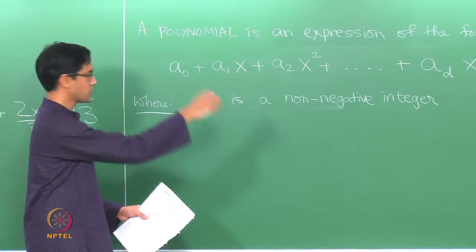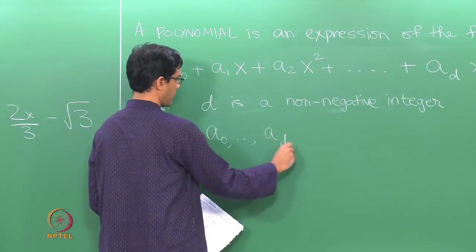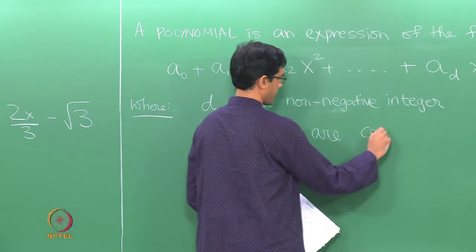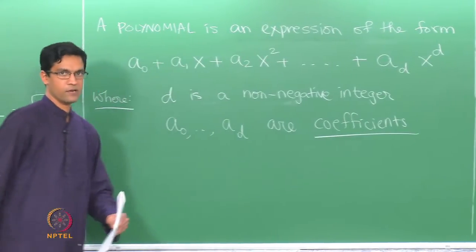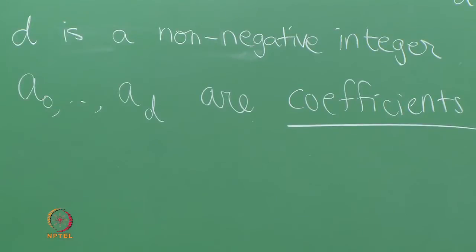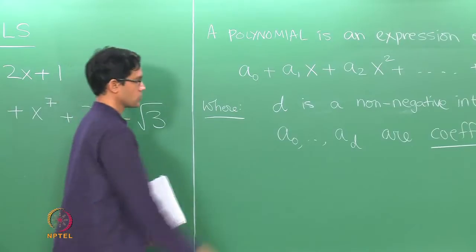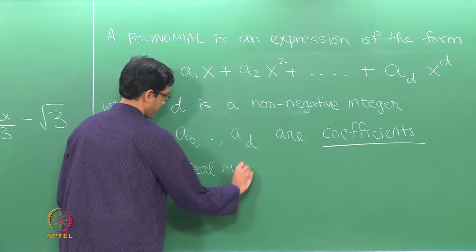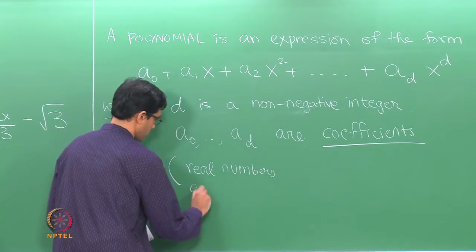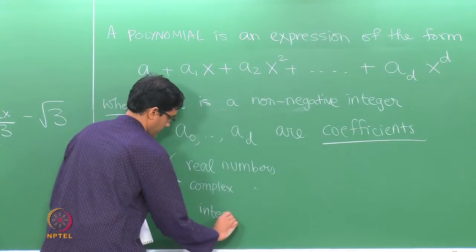And what are these ai's? a0, a1, a2 till ad are what are called the coefficients, and they can be numbers of various kinds. For instance, we can have coefficients which are real numbers, complex numbers, integers and so on. So, you can have various restrictions on what kinds of coefficients are allowed.